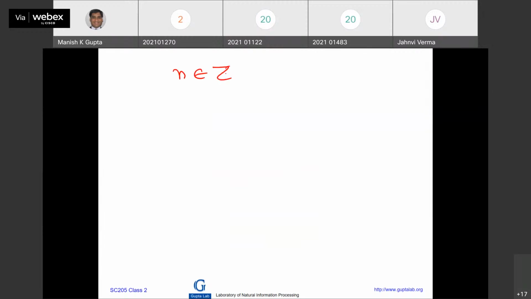Okay, now suppose n is a positive integer. Z plus means positive integers, right? A and B are integers. Then we write A is congruent to B mod n if A minus B is a multiple of n, or if n divides A minus B. You might have seen these things earlier, right? Or maybe not, that's okay.